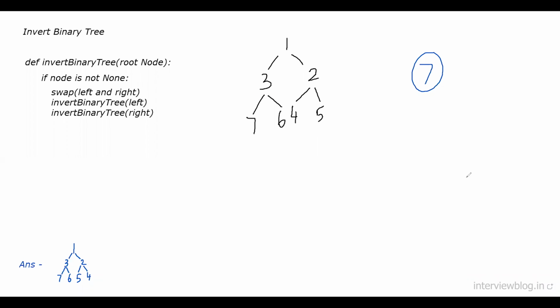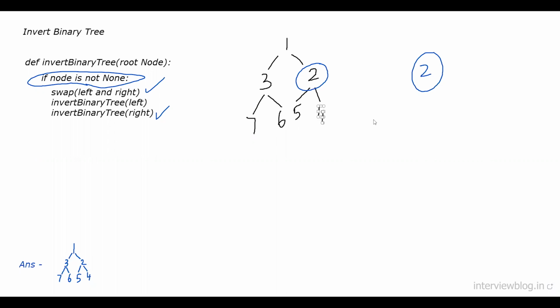So now we'll be visiting this node with the value 2, that is, invert binary tree of right will be called, and our function will check if the node is not none. Since the node has a value 2 and it is not none, we will be performing swaps. That is, we'll be swapping the node with the value 4 to its right and we'll be swapping the node with the value 5 to its left.